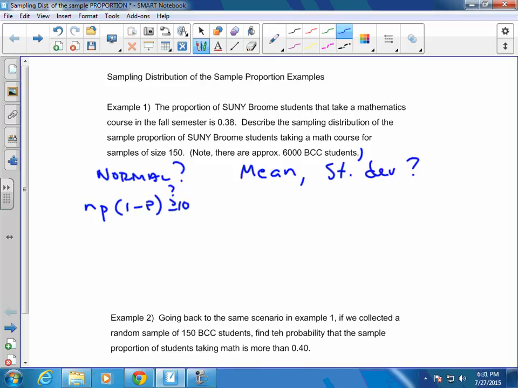All right, so n, the sample size, is 150 times p, 0.38. Right, p is the notation for the population proportion, so we know that to be 0.38 here. Then 1 minus 0.38 would be 0.62. Again, we're asking ourselves if that's greater than or equal to 10. I'm just going to punch this up on the calculator. It's 35.34. Definitely greater than or equal to 10.